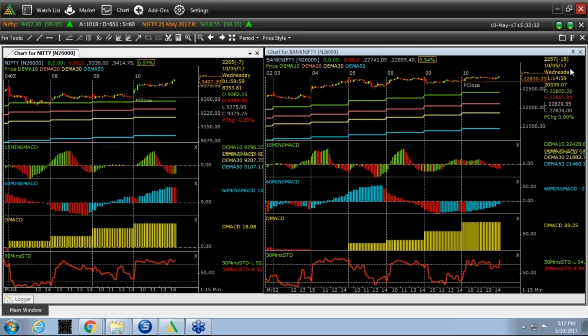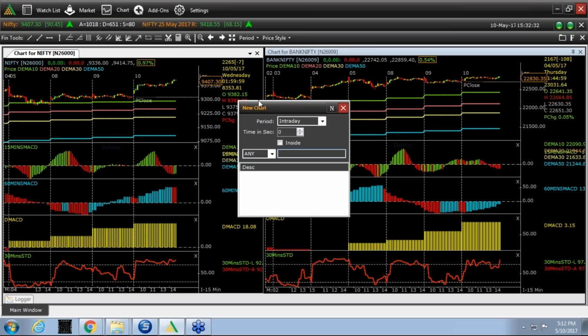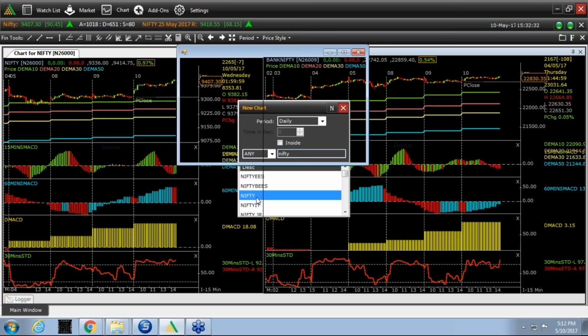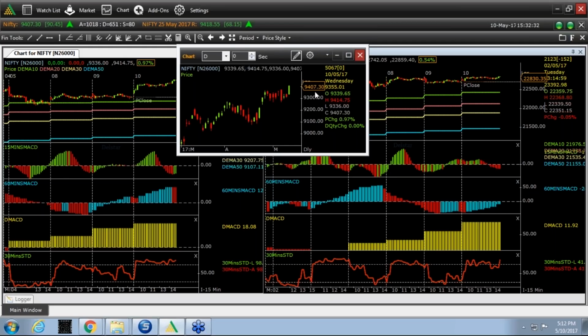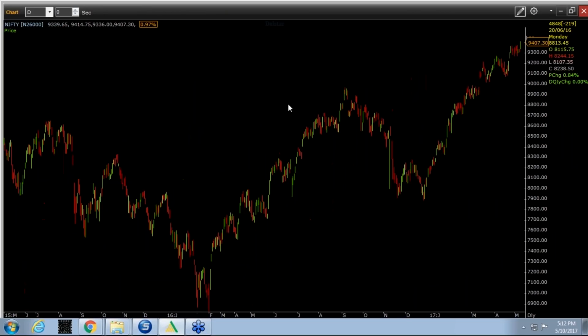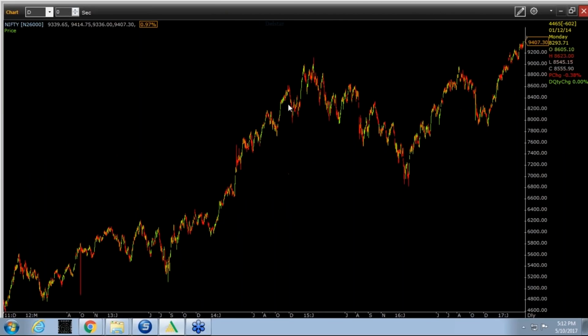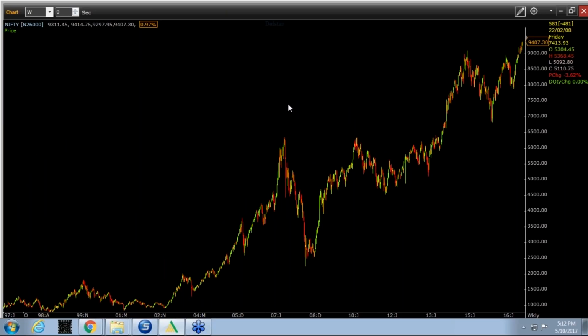So I will start with the basics, and then I will talk about the advanced levels also, what you can do in this application. First of all, I will draw a new chart here, and let it be a daily chart, and we will take Nifty. We have this daily chart of Nifty. So it is comparatively very simple. You can scroll it. This is a daily chart.